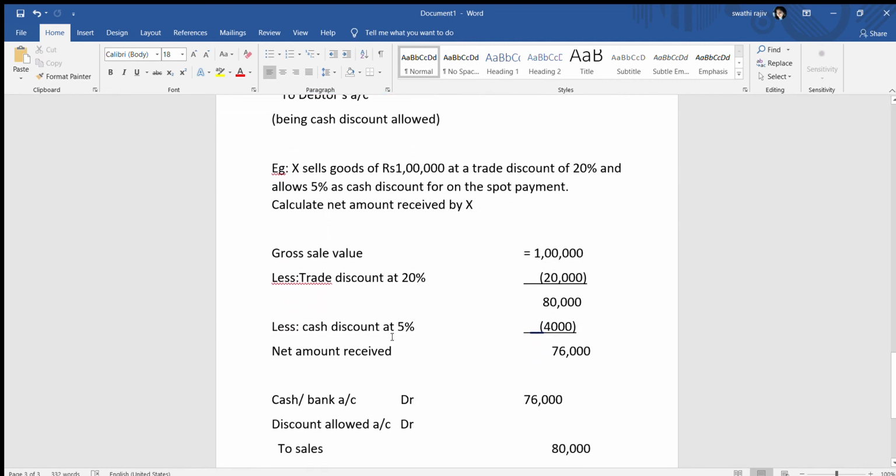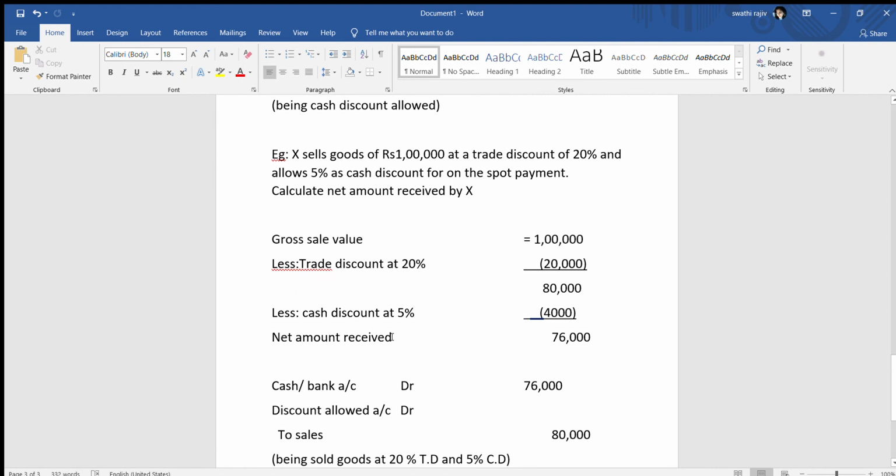Now let's try and understand this better with the help of an example. X sells goods at 1 lakh at a trade discount of 20% and allows 5% as cash discount for on-the-spot payment. On the spot payment, he's like, if you are ready to pay me the amount now, then I will give you a discount. That is what X is saying. So what is the gross sales value? 1 lakh is the gross sales value, it is given in the question.